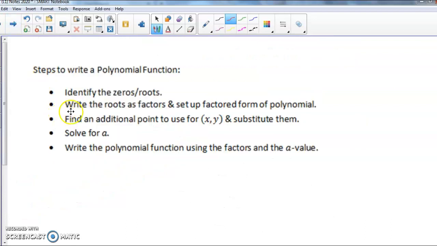Okay, again, there are some steps. Identify the zeros, either from a graph, or I can give them to you. Write those zeros or roots as factors. Use an additional point for x and y, whether it's the y-intercept or another point. Find a, and then at the end, write the equation together.